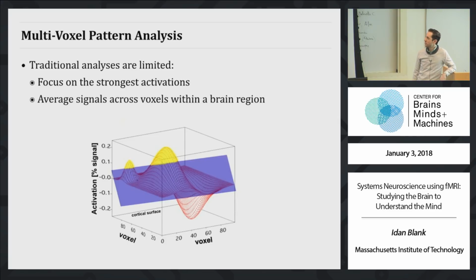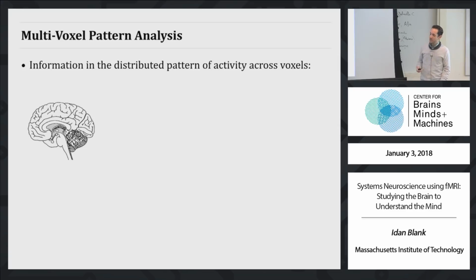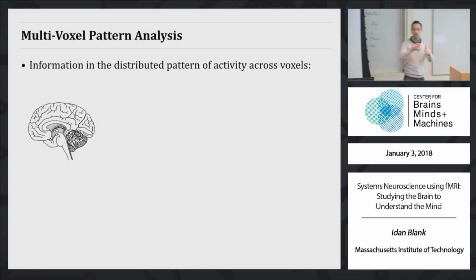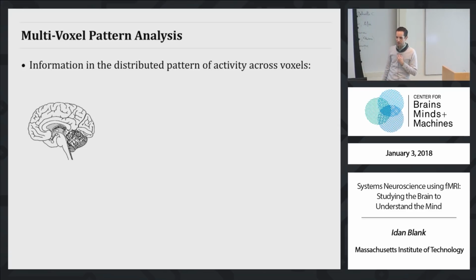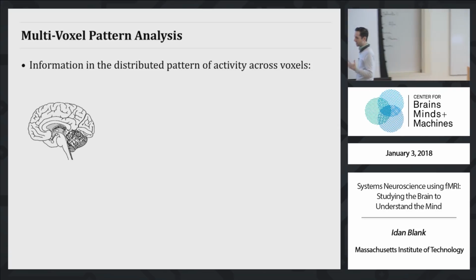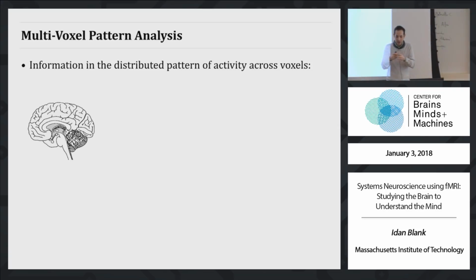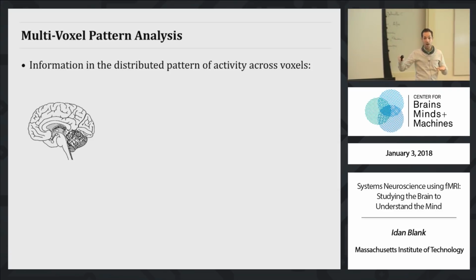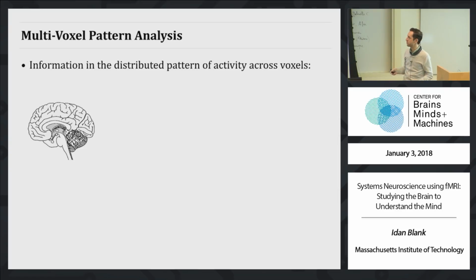And we also average signals across voxels within a region. We take a region that we're interested in, we take all the voxels around there, and we average the signal. And it's a shame because there might be information distributed across the different voxels. It's not necessarily the case that meaningful information is just within one voxel. Maybe the differences across the brain, maybe the pattern of ups and downs contains meaningful information. And so multi-voxel pattern analysis tries to do exactly that.